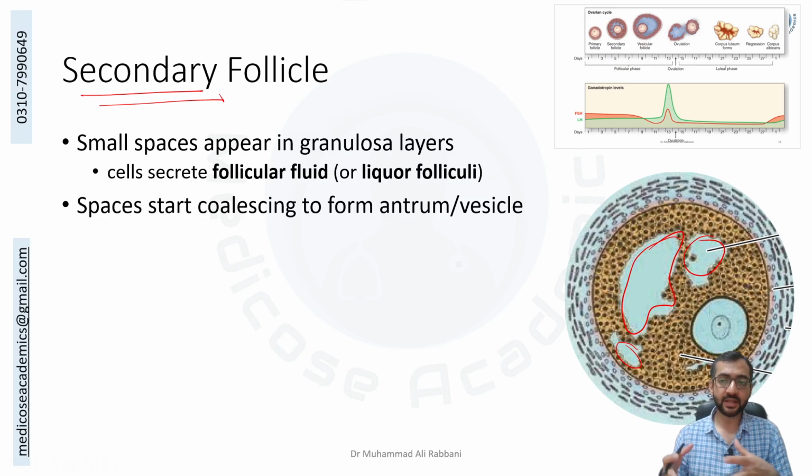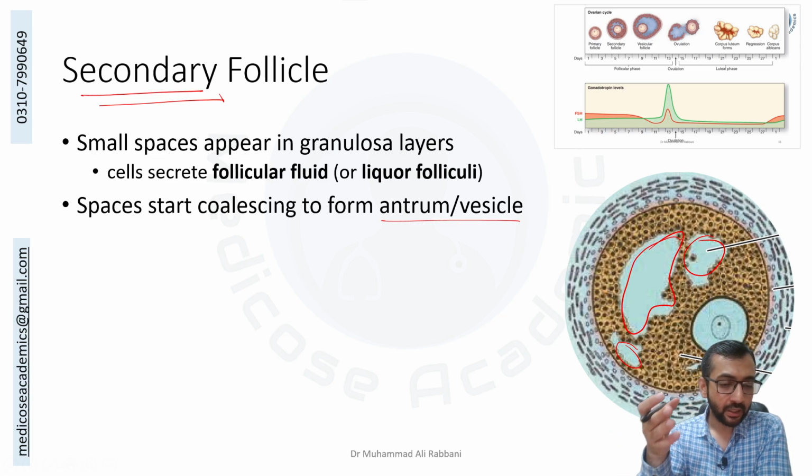And then these spaces, as they grow, begin to coalesce with one another to form larger and larger spaces. And this large common space is now called the antrum or vesicle. Some books say that the secondary follicle is defined when the antrum is formed, and I'm following Langman here, and that says when those spaces are formed, that is called a secondary follicle.